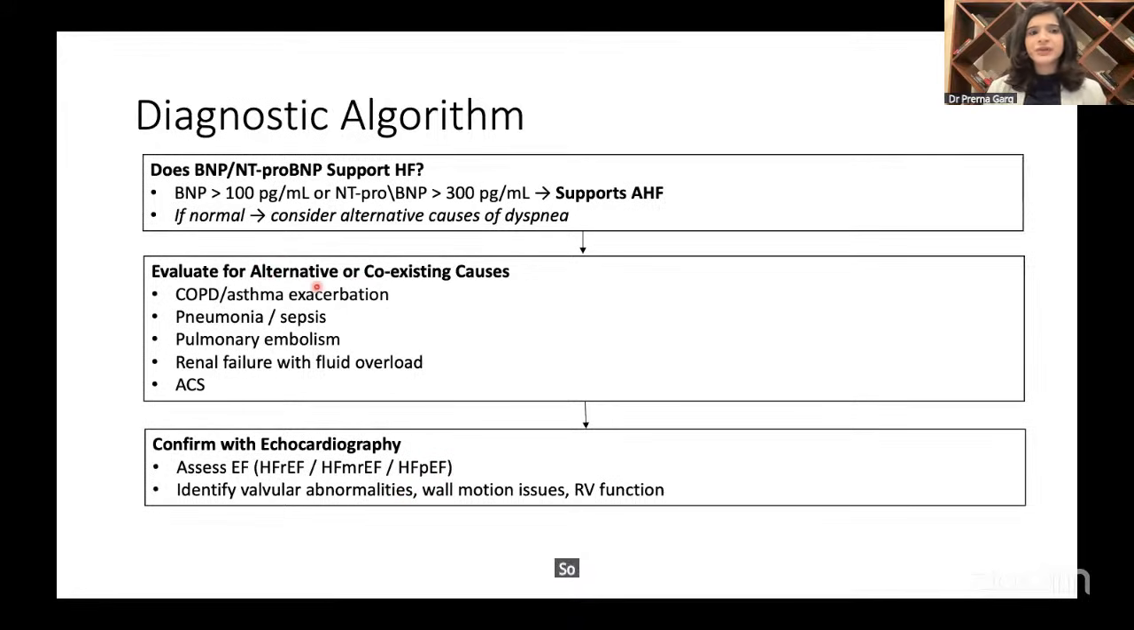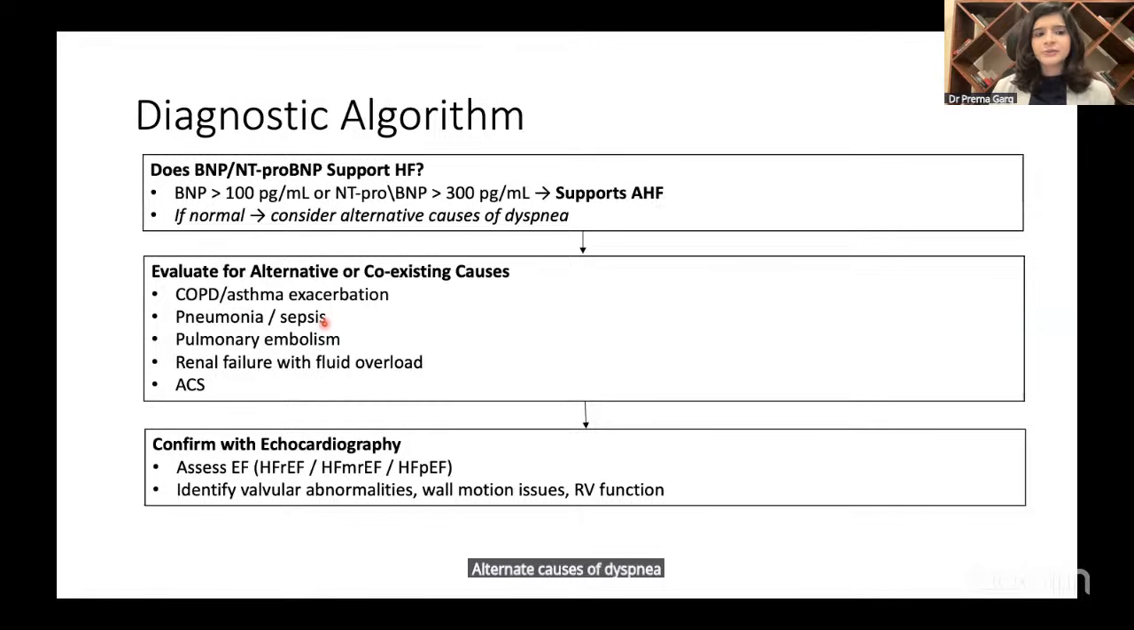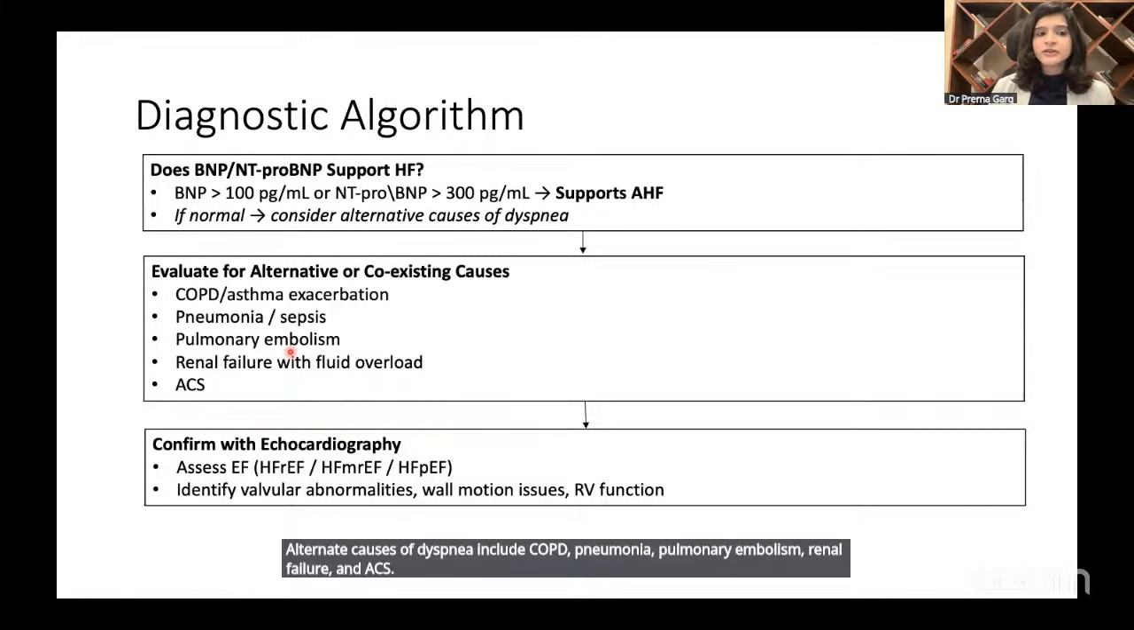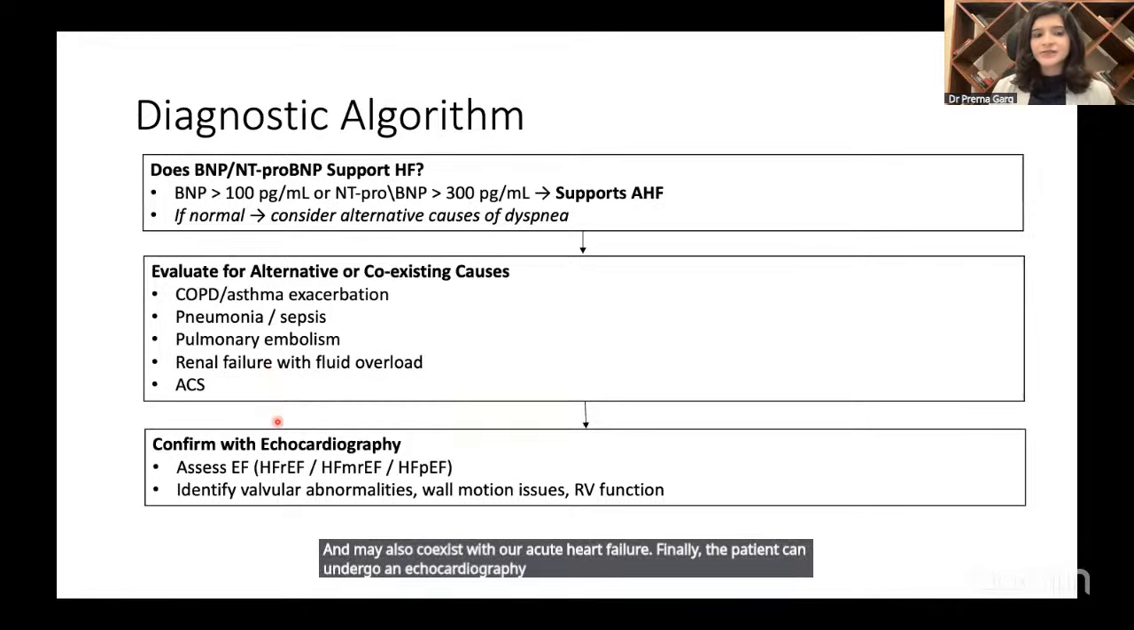So does our BNP or NT-proBNP support heart failure? If the BNP is normal, it is an excellent rule-out test for heart failure. If BNP is normal, we should look for alternate causes of dyspnea. If it is raised, it supports our diagnosis of acute heart failure. Alternate causes of dyspnea include COPD, pneumonia, pulmonary embolism, renal failure, and ACS, and may also coexist with our acute heart failure. Finally, the patient can undergo an echocardiography to identify the various phenotypes and causes of the acute heart failure.